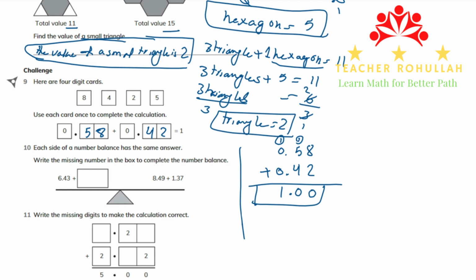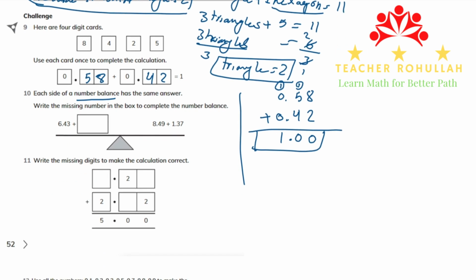In question 10, it says each side of a number balance has the same answer. Write the missing number in the box to complete the number balance. So we have 6.43 plus another number, which is equal to 8.49 plus 1.37. So to find the number in the box, I have to first add these two numbers and subtract 6.43 from that number. Well, let me scroll a bit down.